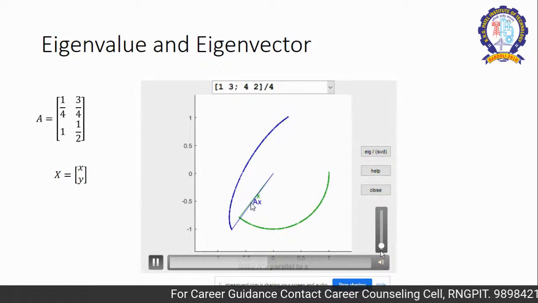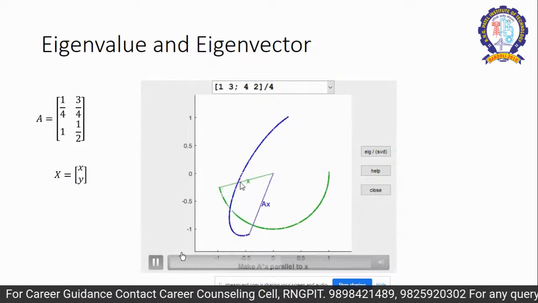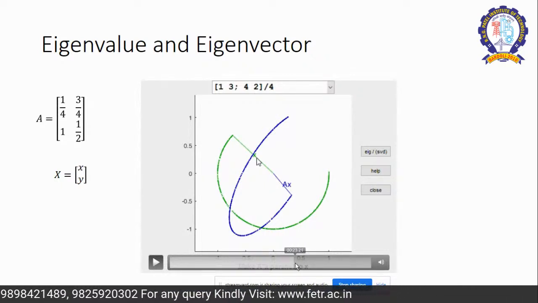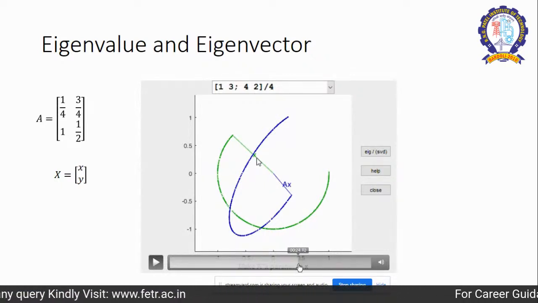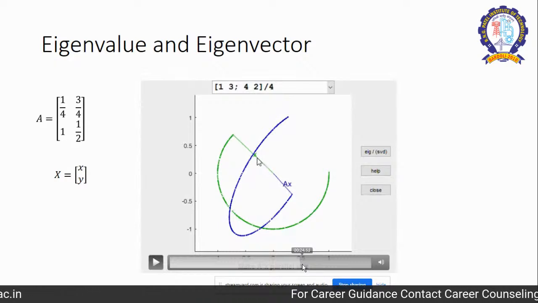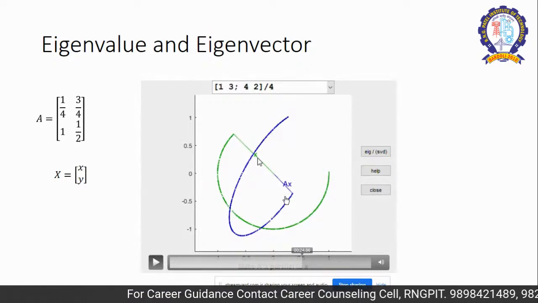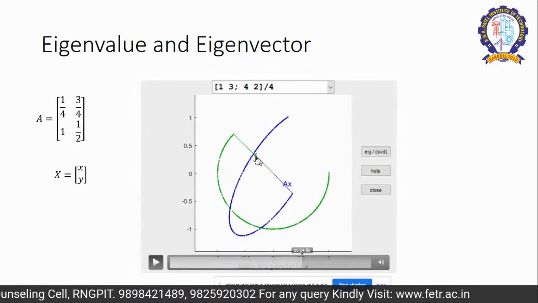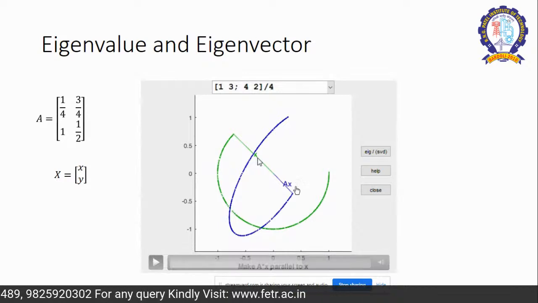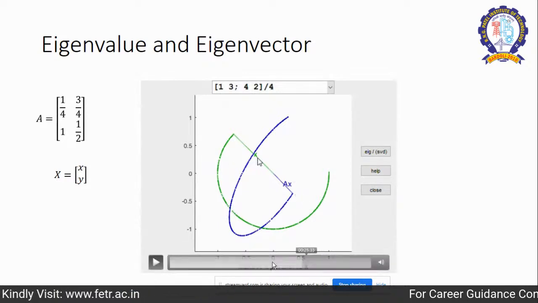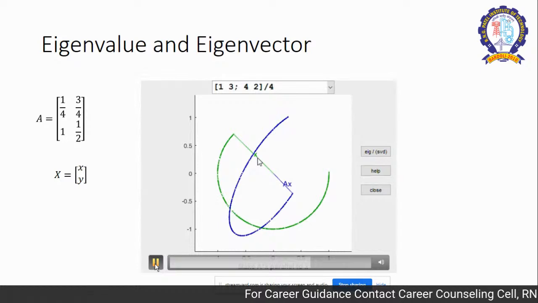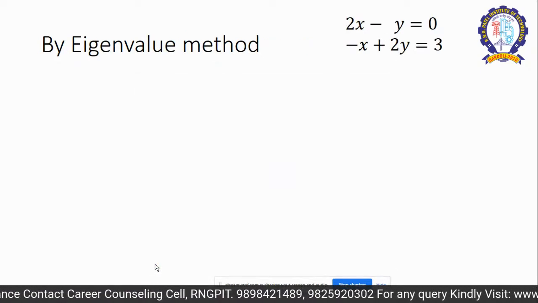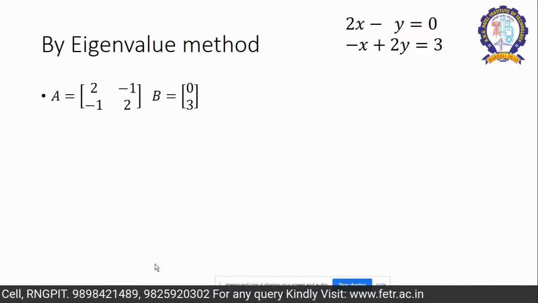So let's go with another form of that. For this point, it is again collinear, in the opposite direction, but still collinear. Definitely we can say that this is again an eigenvector, and the scaling factor is called the eigenvalue. So this is the way we can identify the eigenvalue and eigenvector of the system. By the eigenvalue method, we can get the solution of this system.